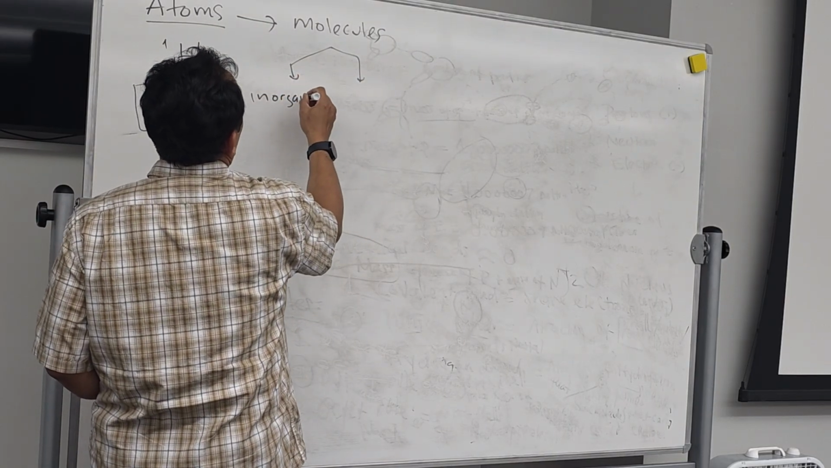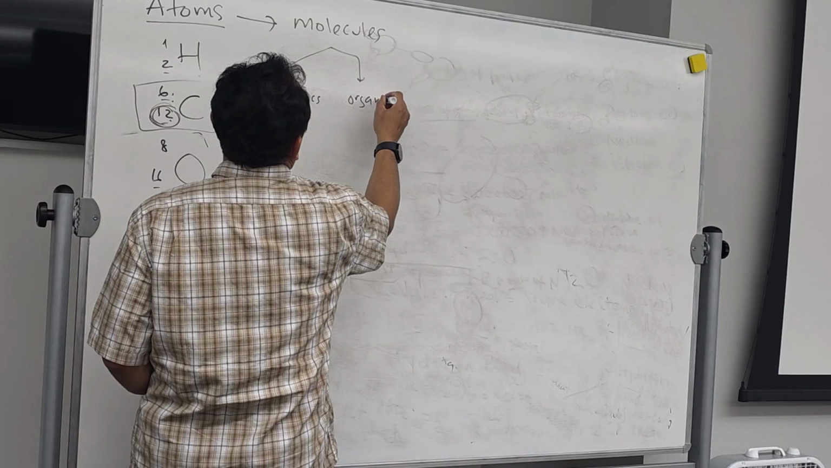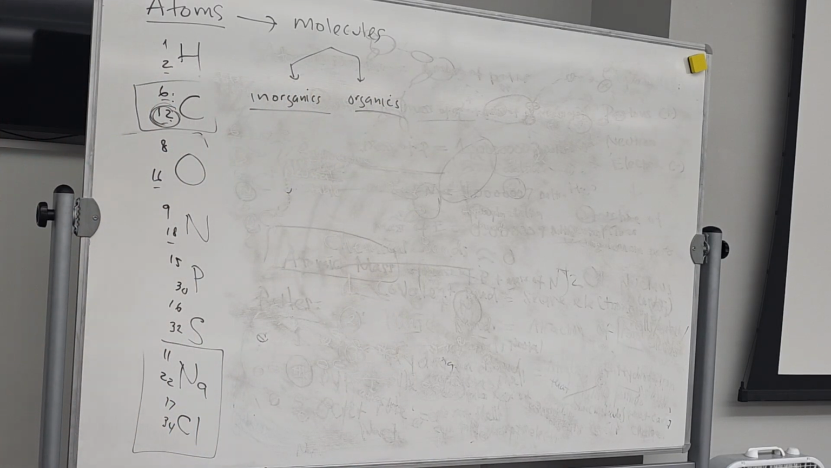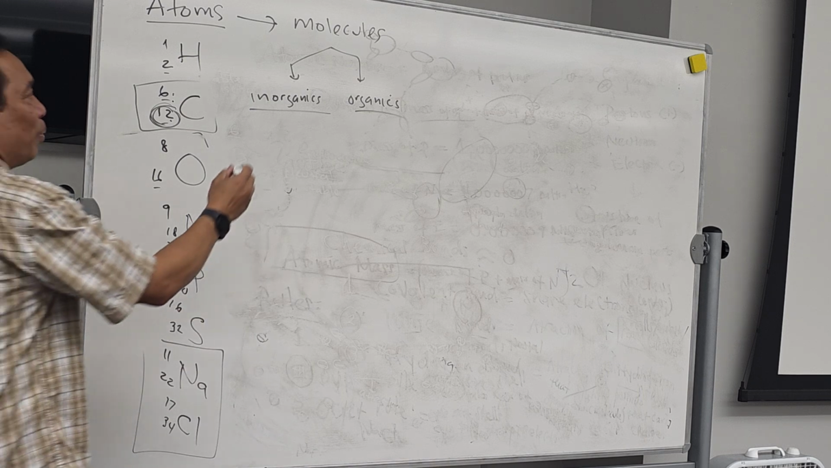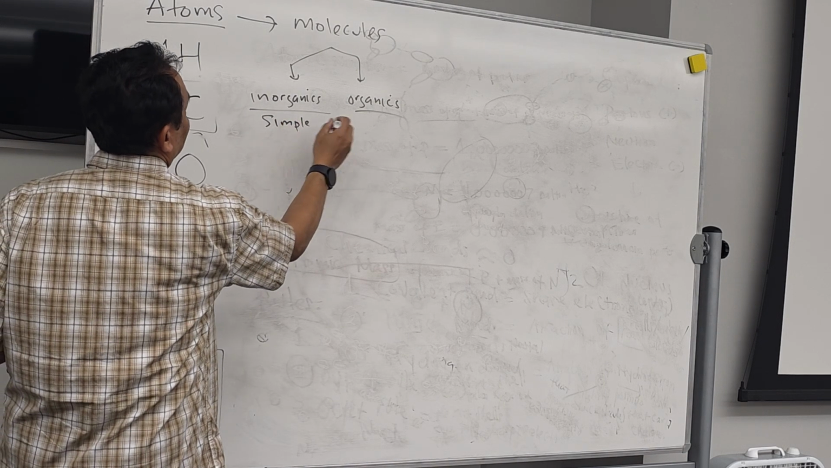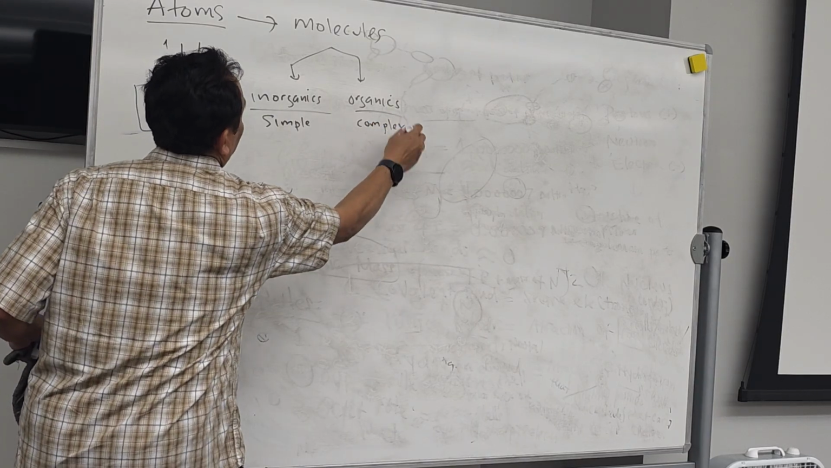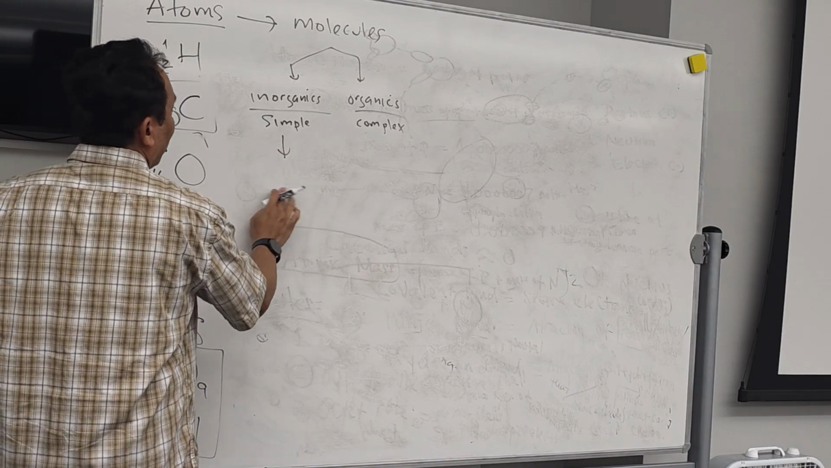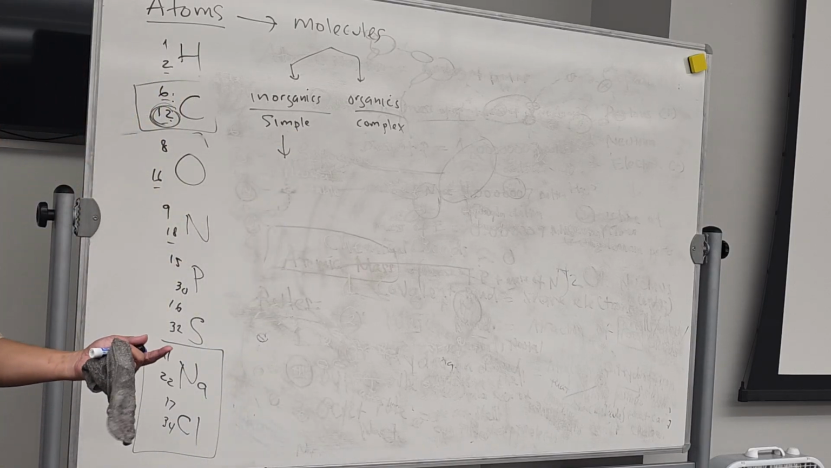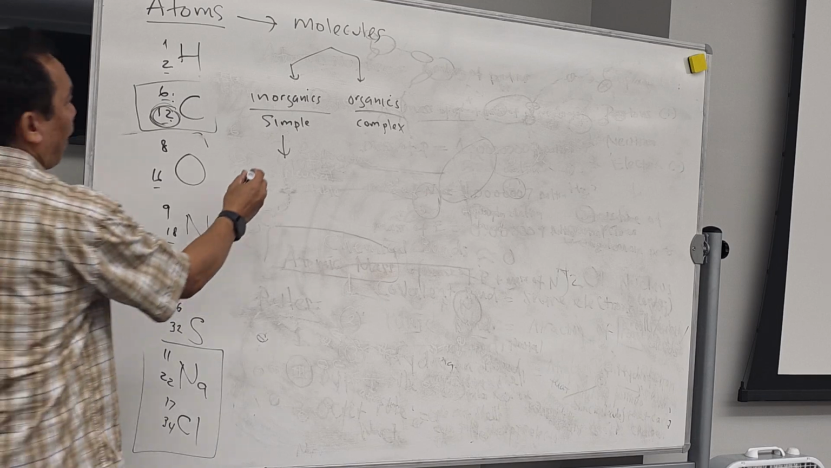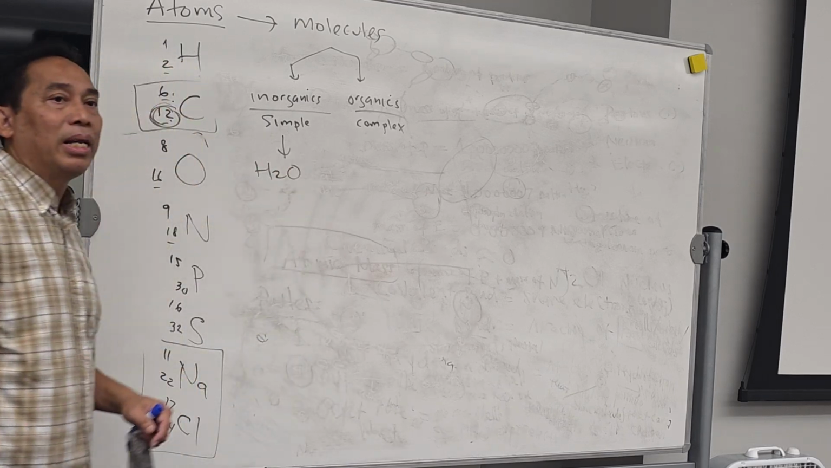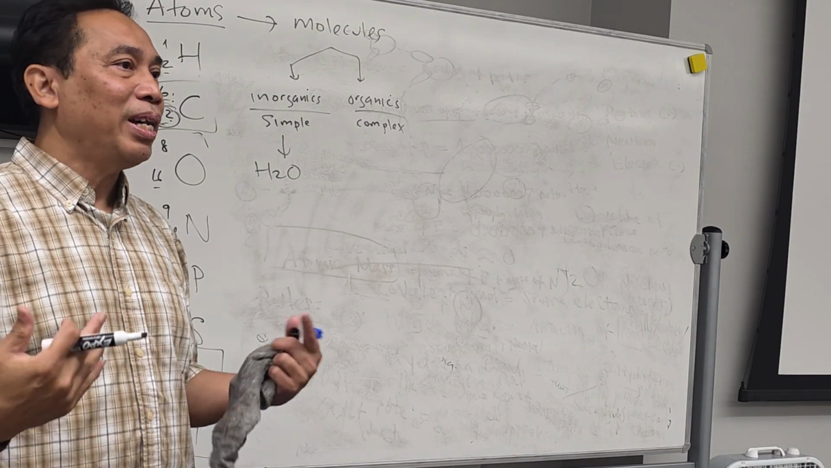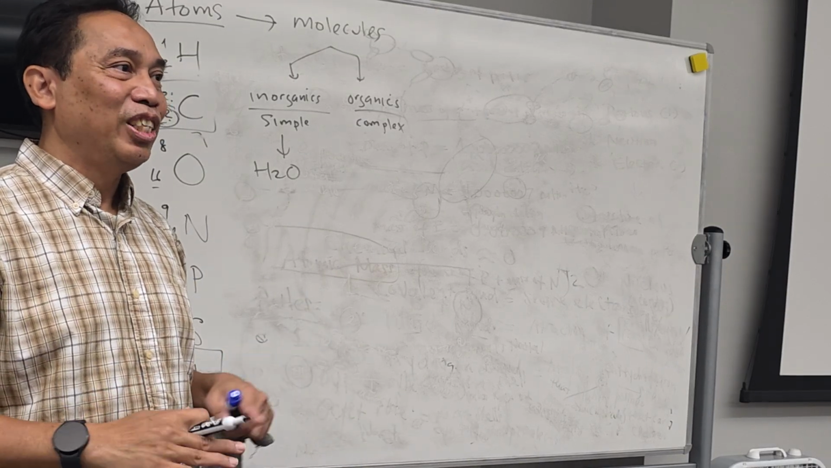Inorganic and organic. Inorganic means simple. This is complex. Okay? Now we're talking about the human body. We have a lot of inorganic molecules in our body. An example is water. Water is the most abundant inorganic molecule in our body. 70% of our body actually consists of water. This is the most abundant one.